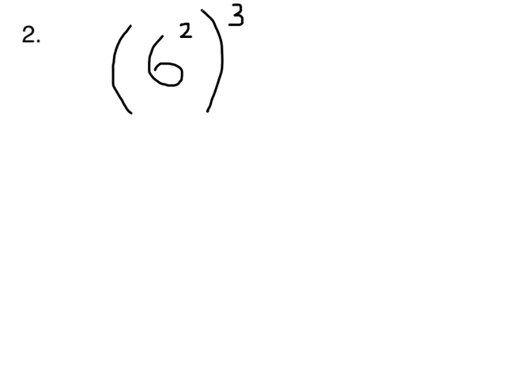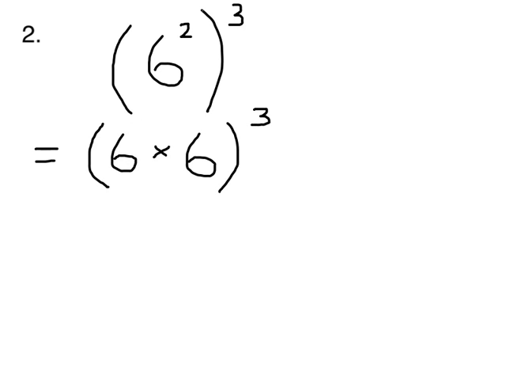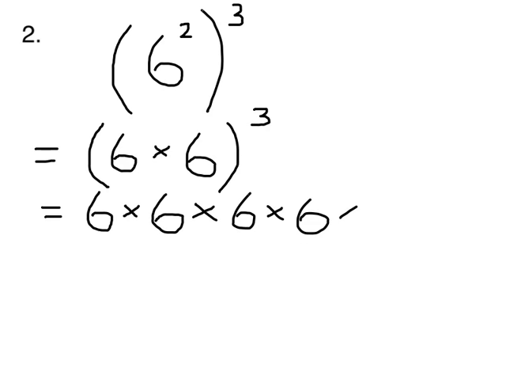Now moving on to the second option, we can expand out our 6 squared straight away. So that would mean we have 6 times 6, and that is all to the power of 3. Now that means we have 3 lots of the 6 times 6. So if we write that out, we've got 6 times 6, there's one of them, times 6 times 6, that's the second one, times 6 times 6, and there's a third one. Now we can see that we have 6 sixes, which means we can rewrite that as 6 to the power of 6.